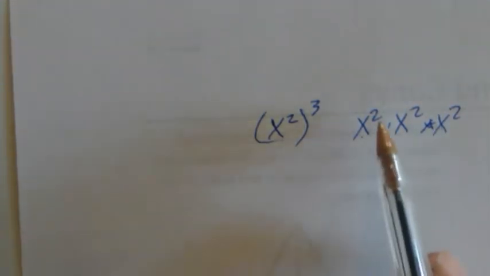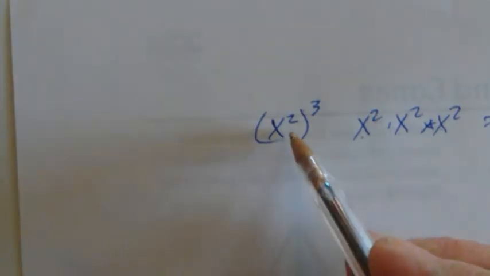That means you've got x squared times itself, x squared, and again times x squared. You've got 3 of them multiplied together, 3x squared. That's 2, and remember you add the exponents, 2, 4, 6. That's equal to x to the 6th.